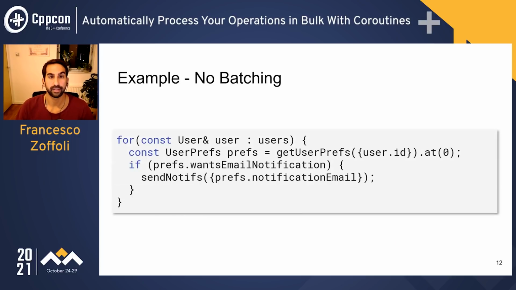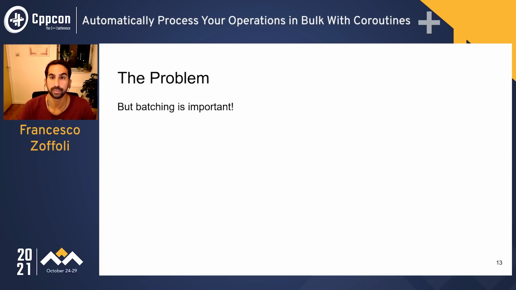If we were to implement this code by hand for every user, we would simply use a for loop over every user and then call the function with a vector with a single user and get a single response of the user preference. Then we could check the preference, whether the user wants to be notified or not. And if they want to, we are going to call our batch call again with a vector with a single element, which is the notification email of the user. This is very simple to read and basically expresses what we want to do, but it's not using batching. And we said that batching is important.